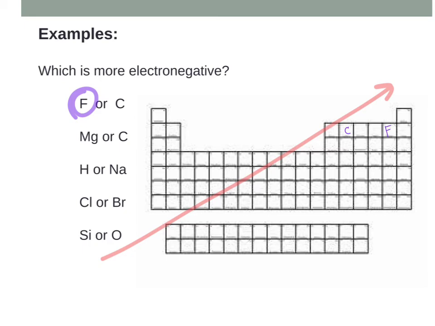Now, if I compare magnesium versus carbon, actually, I should pause and let you all take a second. You should pause, look at your periodic table, and finish these other four. You just need to find them and ask which one's higher, which one's to the right.